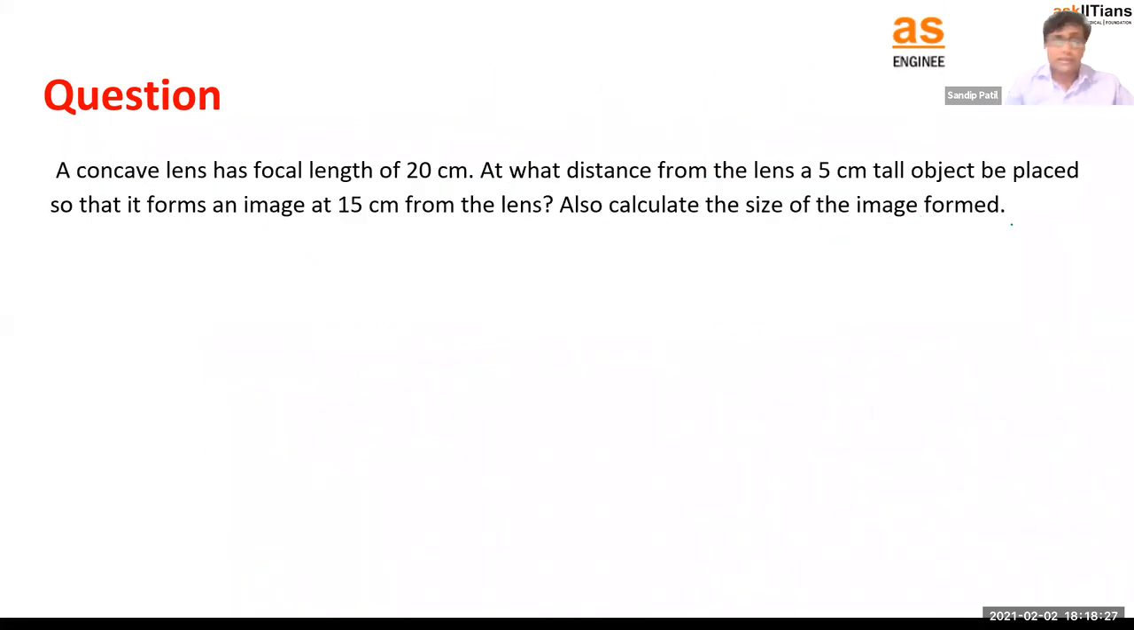Let's solve another one. A concave lens has a focal length. Now a concave lens has a focal length, which means the focal length should be negative 20. We know that part. At what distance from the lens is a 5 centimeter tall object? Let's write HO is given, that is 5 centimeter.